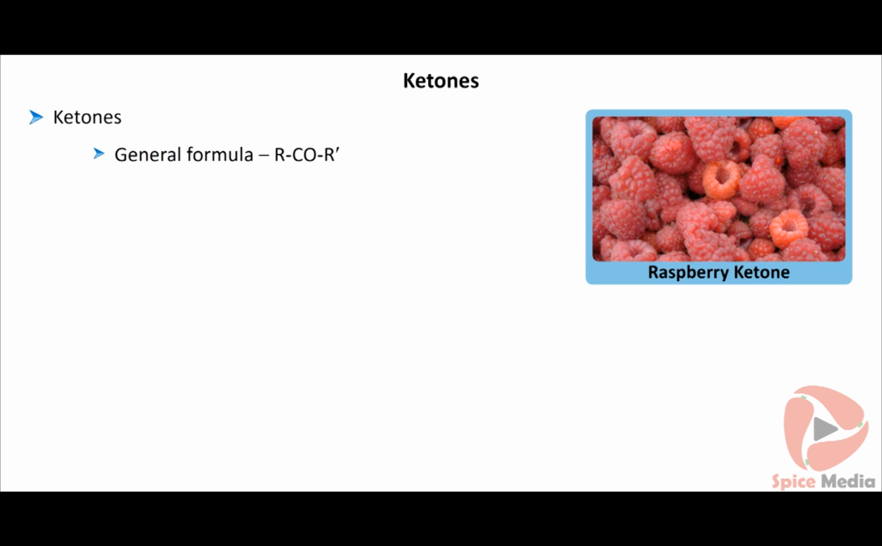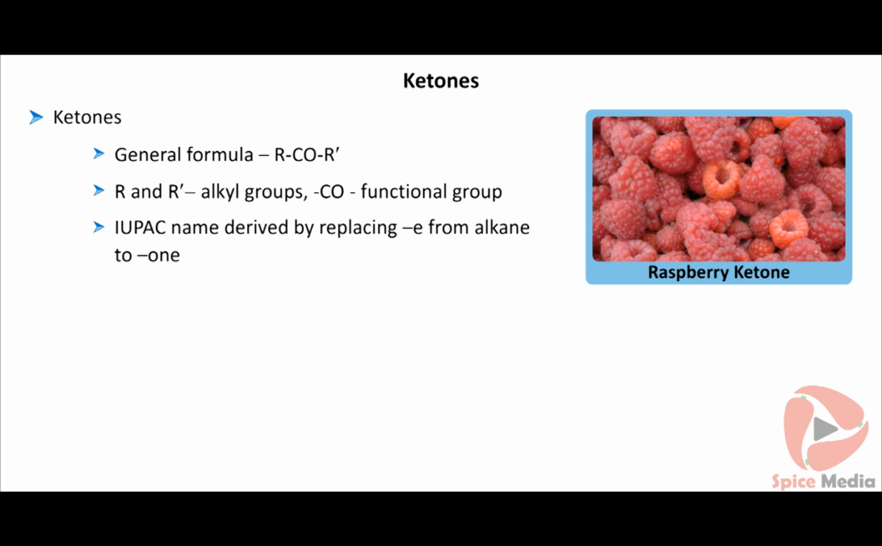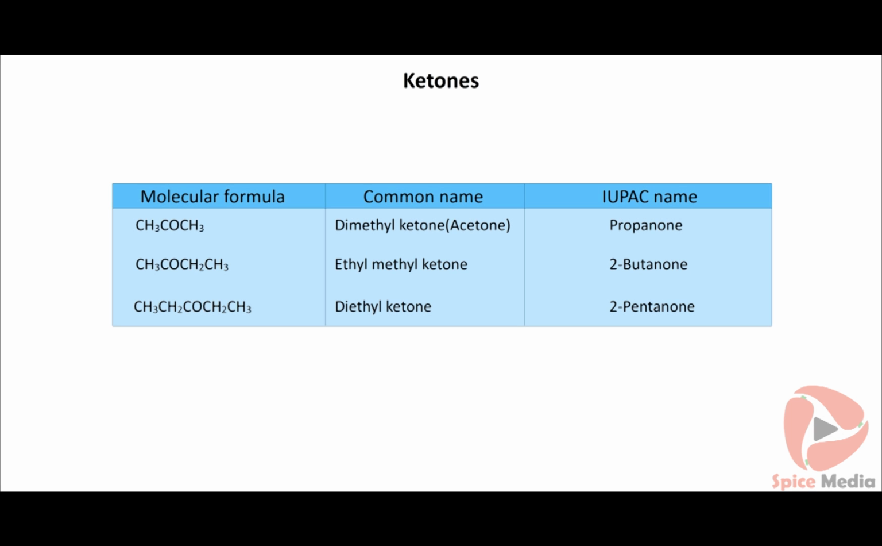Ketones. The general formula of ketone is RCOR', where R and R' are alkyl groups and CO is the functional group. Ketones are carbon compounds containing carbonyl CO group attached to two alkyl groups. The IUPAC name of ketone is derived by replacing E in the word alkane by the suffix ONE. Hence, we get the name alkanone. Some examples of ketones are given in the table.